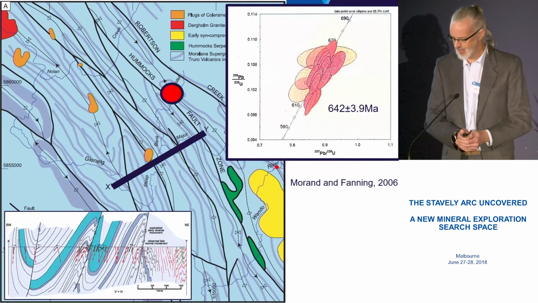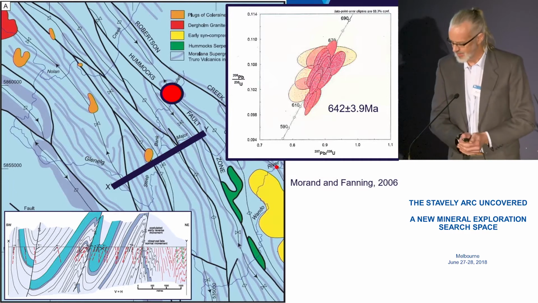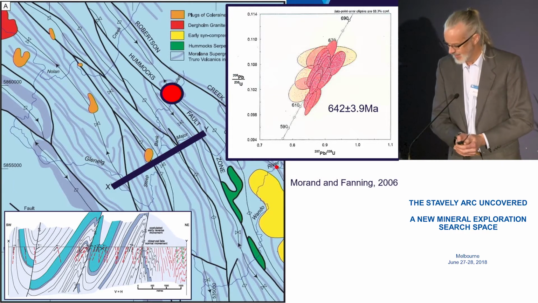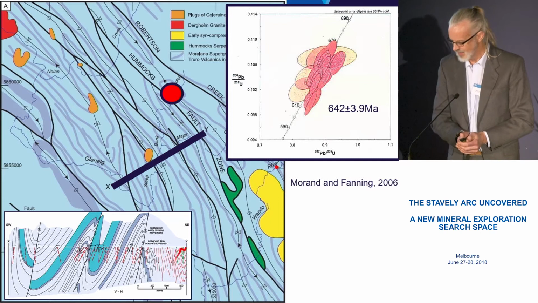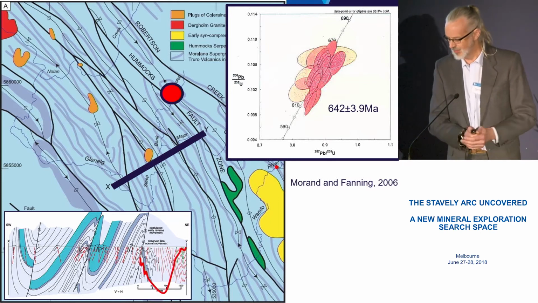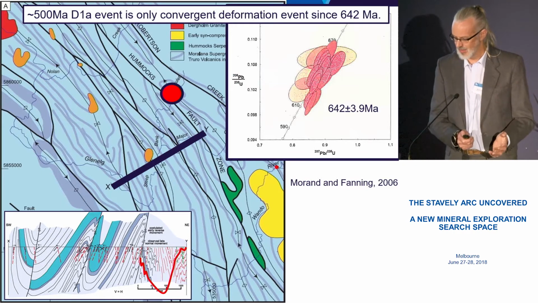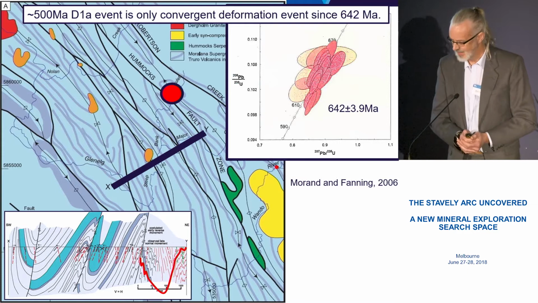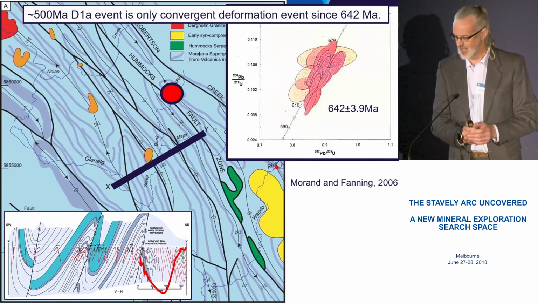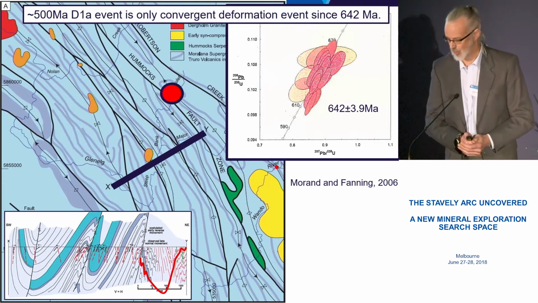If you draw a cross-section of it, you can see there's, just like in the outcrops, a single generation of folds from all the mapping we've done there. This is quite well exposed in some creeks there. And that's the context of this 642 folded sill. So basically what this tells us is that the convergent event that deformed the Stavely Arc is the only convergent deformation event in Western Victoria since at least 642.